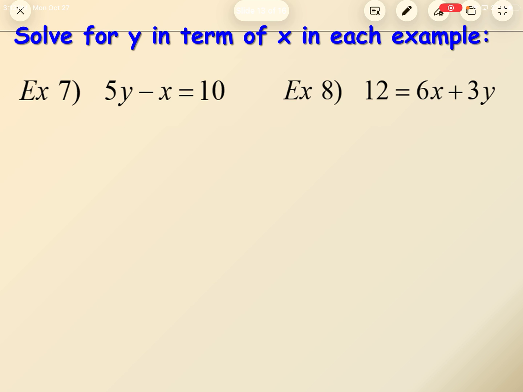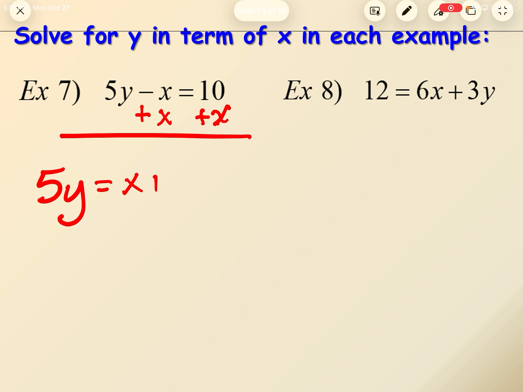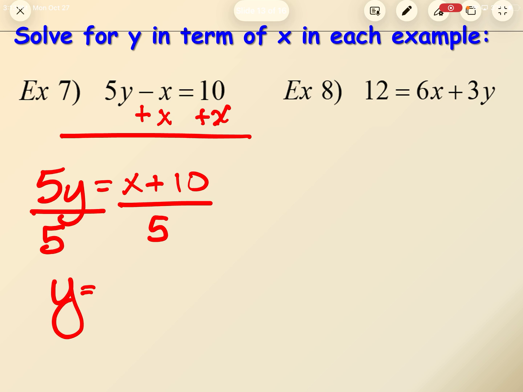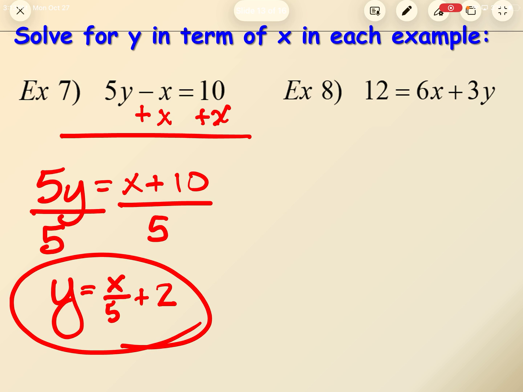Doesn't matter that things are in a different order. I still do the same thing. I'm adding x to both sides. 5y equals x plus 10. Tell me if you're not following that step. Anybody confused by that step? Then you're going to divide both sides by 5. X over 5 plus 2.